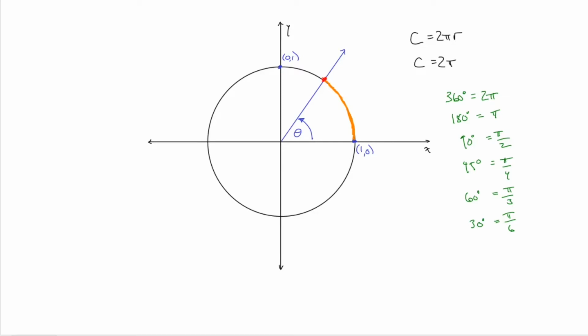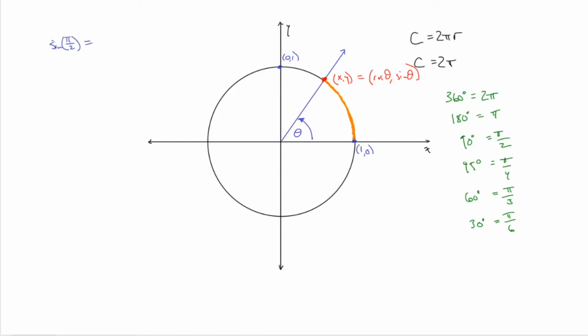If you look at where the angle theta intersects the unit circle, that point, like any other point in the plane, has x and y coordinates. Those x and y coordinates are completely dependent on the angle theta, and so we call them cosine of theta and sine of theta. I'll say it again. Cosine of theta is the x coordinate of where the angle intersects the unit circle. The sine of theta is the y coordinate of where the angle intersects the unit circle.